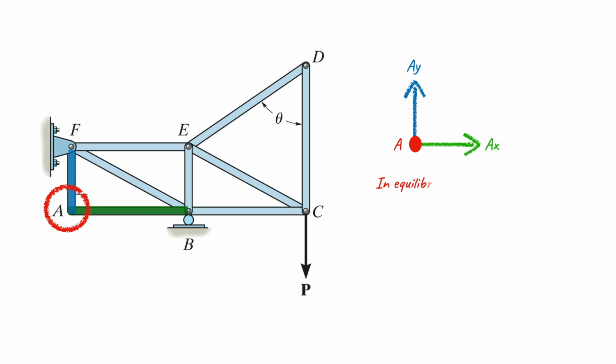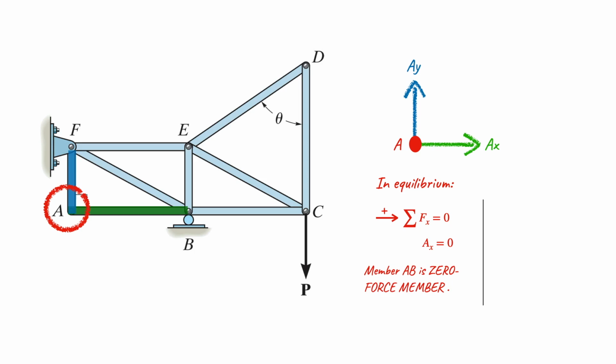If we apply the equilibrium condition in the X direction, assuming the summation of all the forces in the X direction is 0, then there is only one force in the X direction, which is AX. So our AX is 0. From this equation, we can say that AX, which represents the force at member AB, is 0. So we can conclude that member AB itself is a zero force member.